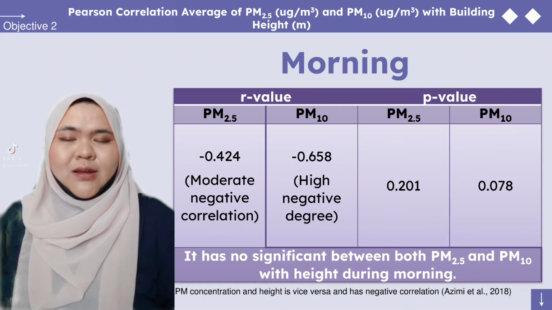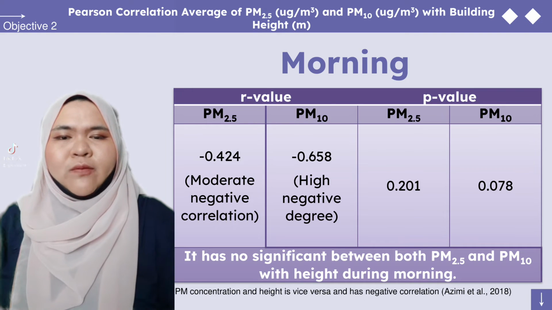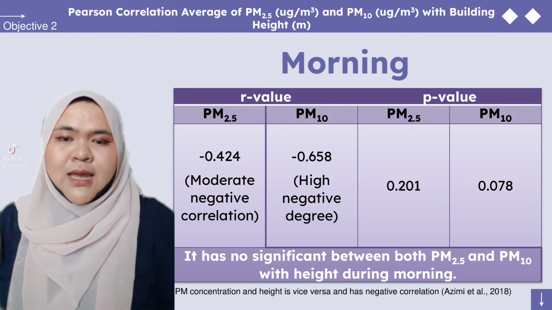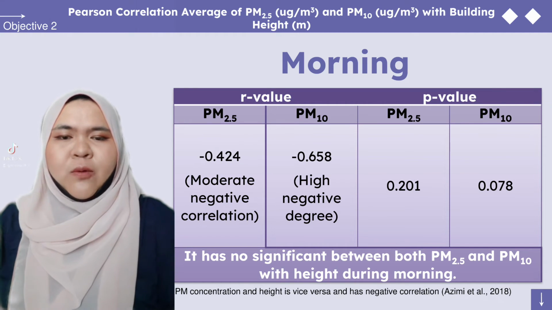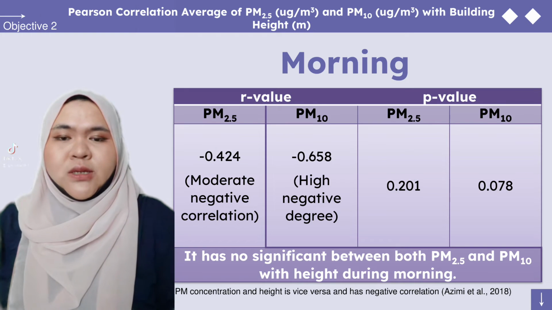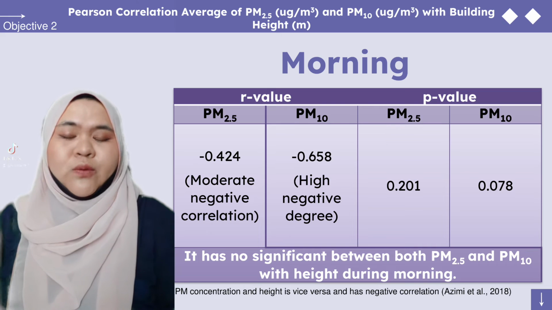I will go briefly on the Pearson correlation analysis. For the morning sampling period, the R value for PM2.5 was negative 0.424 and PM10 was negative 0.658. For P value, PM10 recorded 0.078. Meanwhile, PM2.5 was 0.201. It means there is no significance between both PM with the height during the morning.